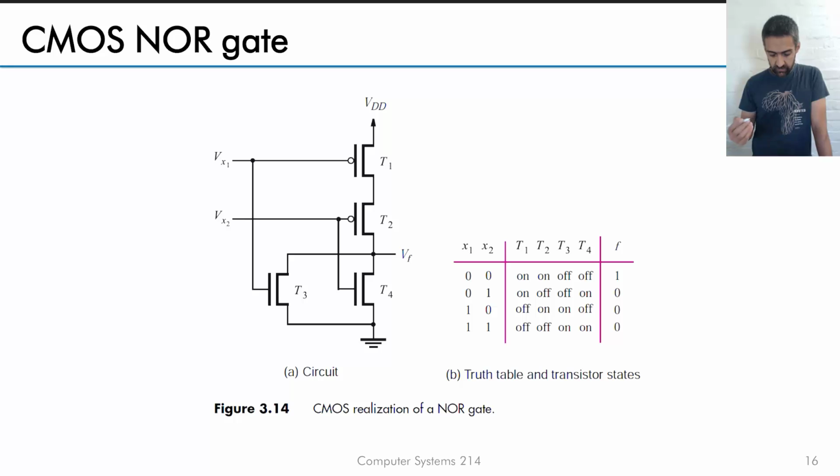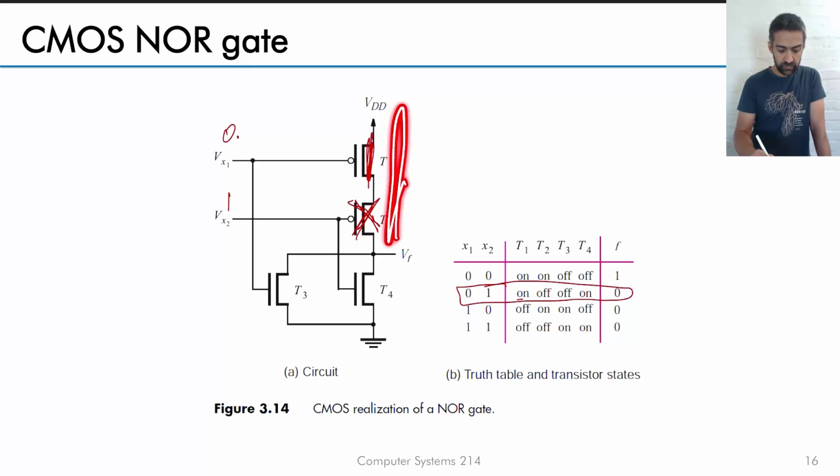So let's just look at one of the conditions. So let's use this one here. If Vx1 is equal to 0 and Vx2 is equal to 1, what is going to happen? Well, this transistor will be turned on because that is 0. This transistor here will be turned off. So already we can see there's no path towards VDD. So our assumption is immediately that this is going to be 0, but let's just check that our circuit works.